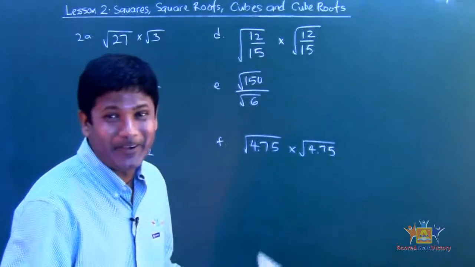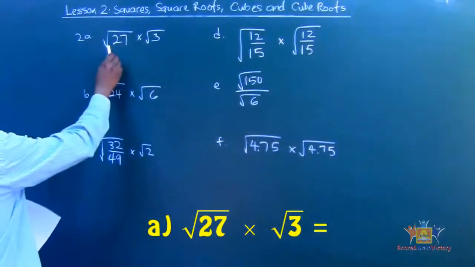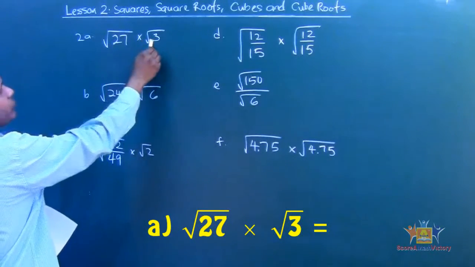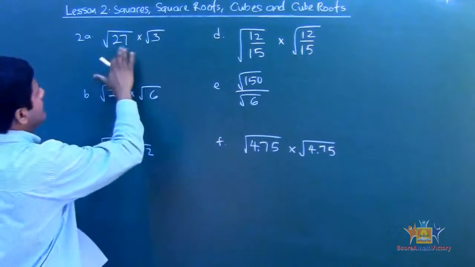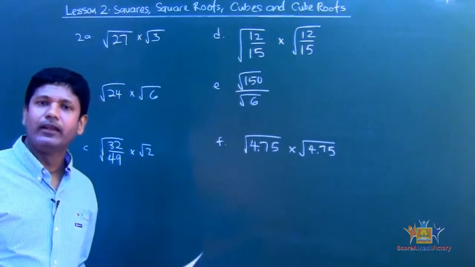Alright, my dear student, ready for problem number 2? Let's do it. Okay, problem number 2a. You're given square root 27 times square root 3. Now, neither of them are perfect squares. How are we going to find the square root of that?